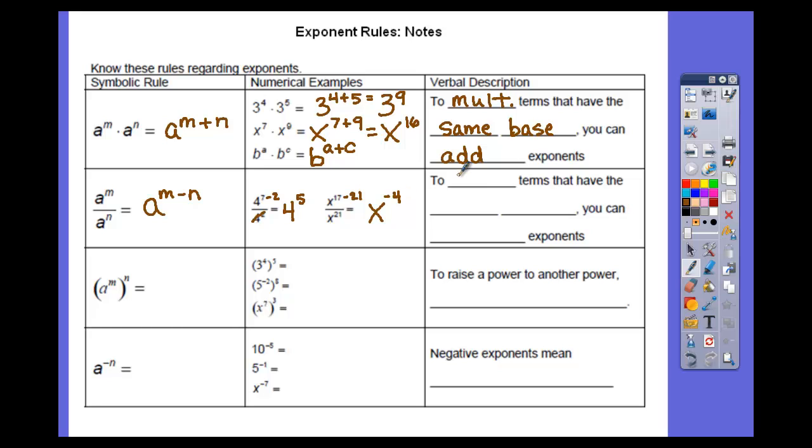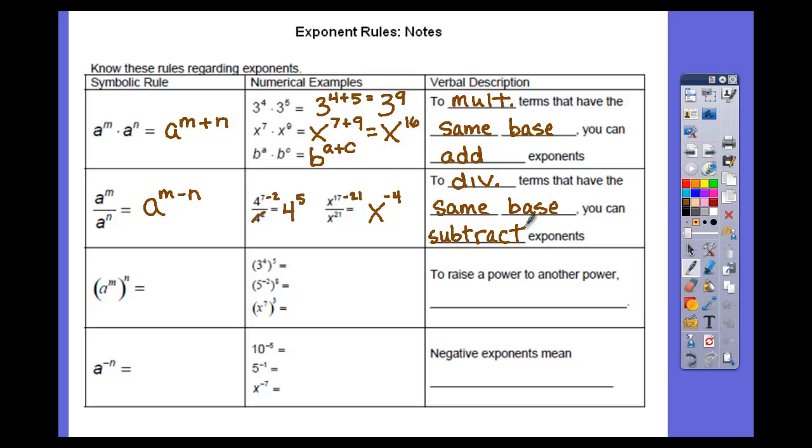So to divide terms that have the same base, you can subtract exponents.